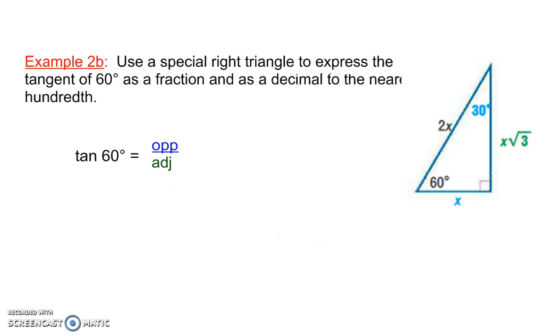All right, and then the tangent of 60 degrees, again, opposite to adjacent, we flip this around, and that's just going to be radical 3, which is approximately 1.73.